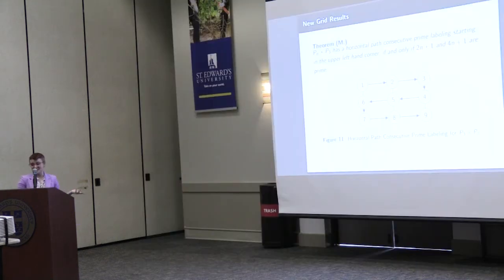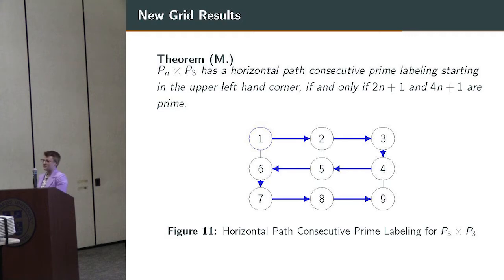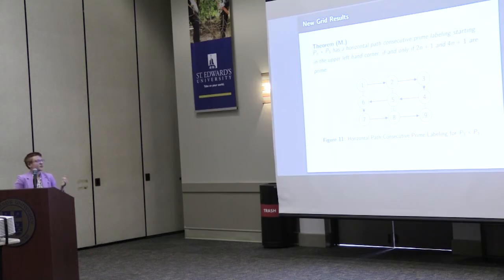Again, a lot of words, so here's an example. This is the grid graph P sub 3 cross P sub 3. So 2 times 3 plus 1 is 7, that's prime, that's wonderful. 4 times 3 plus 1 in this case is 13, which is also prime, and so this gives us a prime labeling. Now I want to get into why this is true, but I'm going to give y'all a quick break from the math for a little historical aside here.